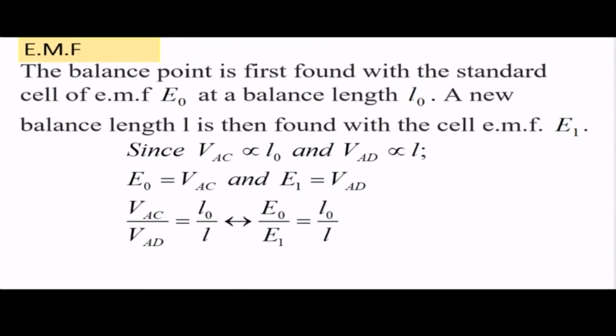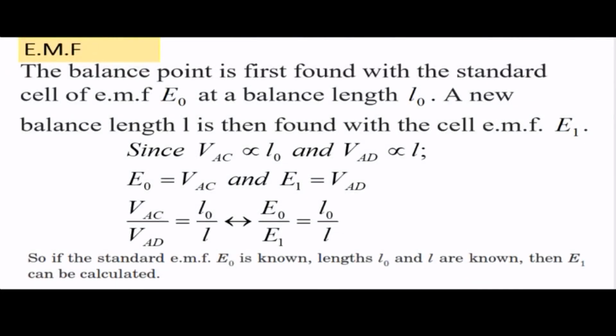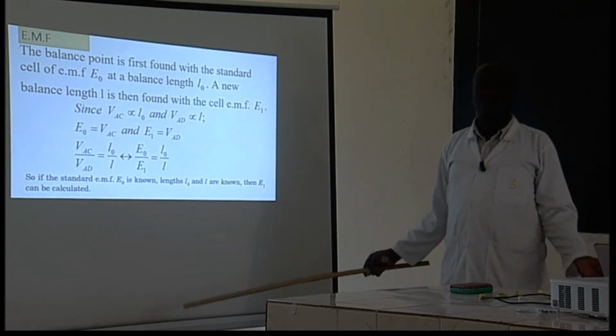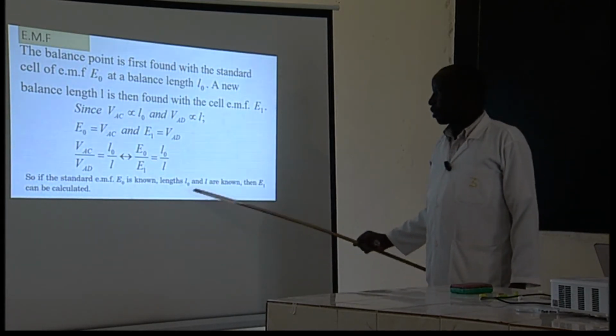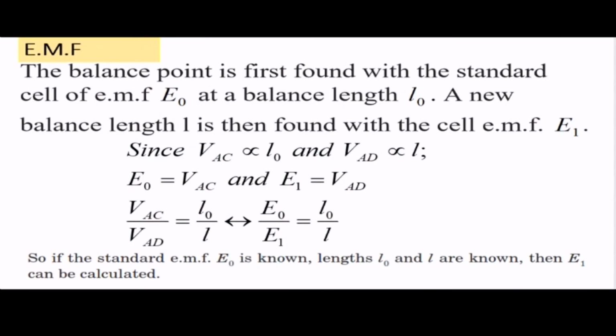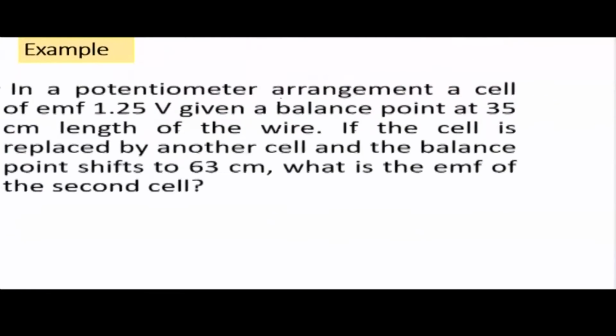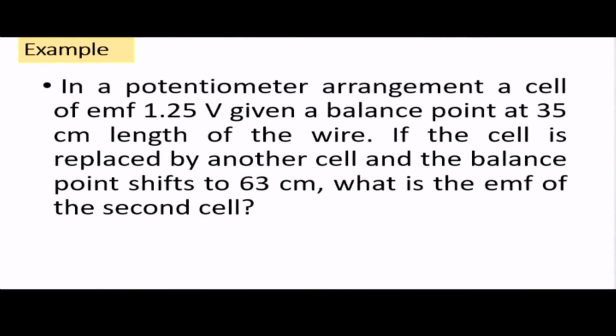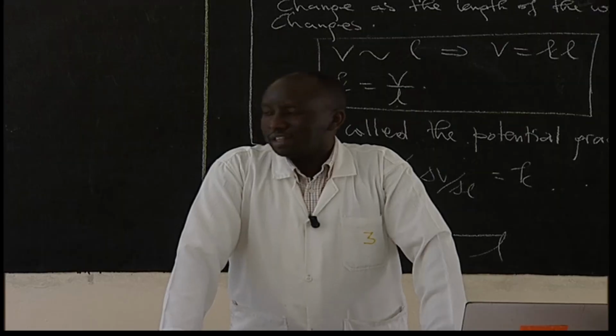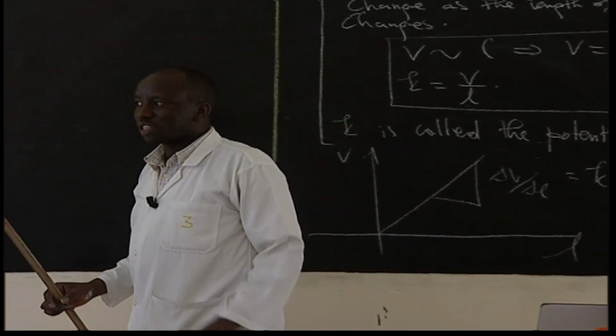So it means that what I've said is, if the standard electromotive force is known, so suppose that one of those is known, and lengths L0 and L are known, then E1 can be calculated, right? So we can do that. So we can now find the example here. Read that example, and then find the answer. I'm helping you now to read it out.